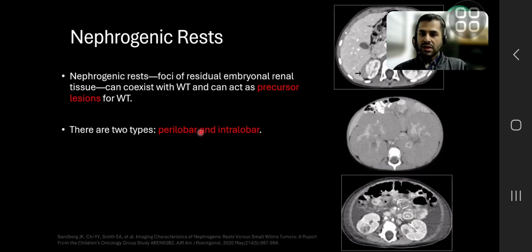The perilobar types are located along the cortex of the kidney and can be homogeneously enhancing, as you can see that there are bilateral perilobar type of nephrogenic rest in this patient, and there is also a concurrent Wilms tumor on the left side. When the perilobar type of nephrogenic rests become diffuse and bilateral with enlargement of the kidneys, it is often referred to as nephroblastomatosis.